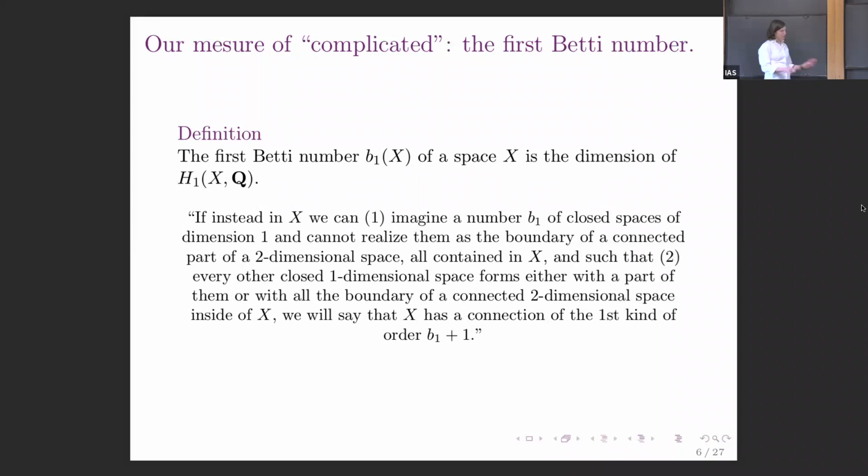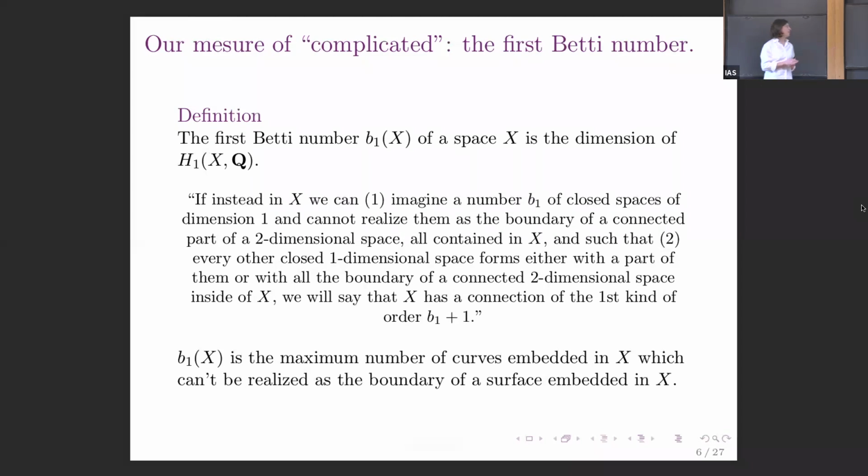This is my translation with some help from Google. So he says: if in X we can imagine a number B1 of closed spaces of dimension 1, so loops, that we cannot realize as the boundary of a connected part of a two-dimensional space, all contained in X, and such that if I add another one-dimensional space to this set, then I can make that into the boundary of a connected two-dimensional space, we will say that X has a connection of the first kind of order B1 plus 1.